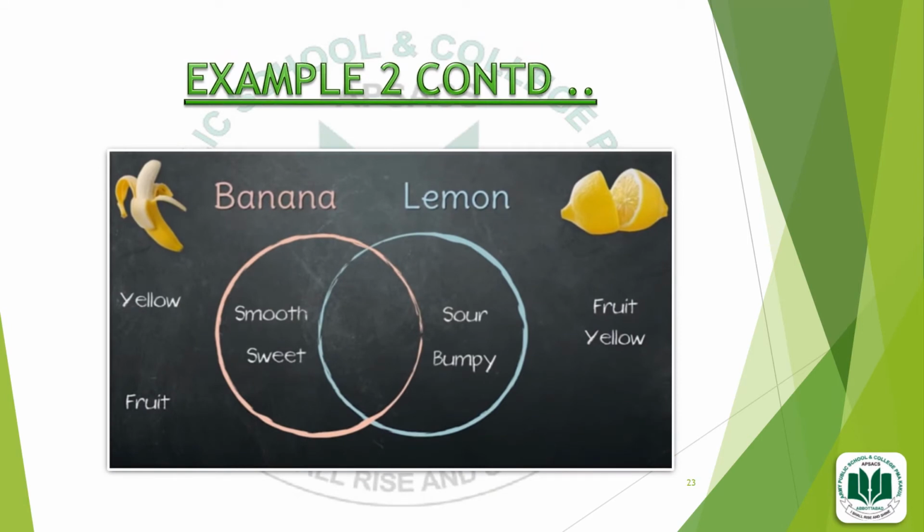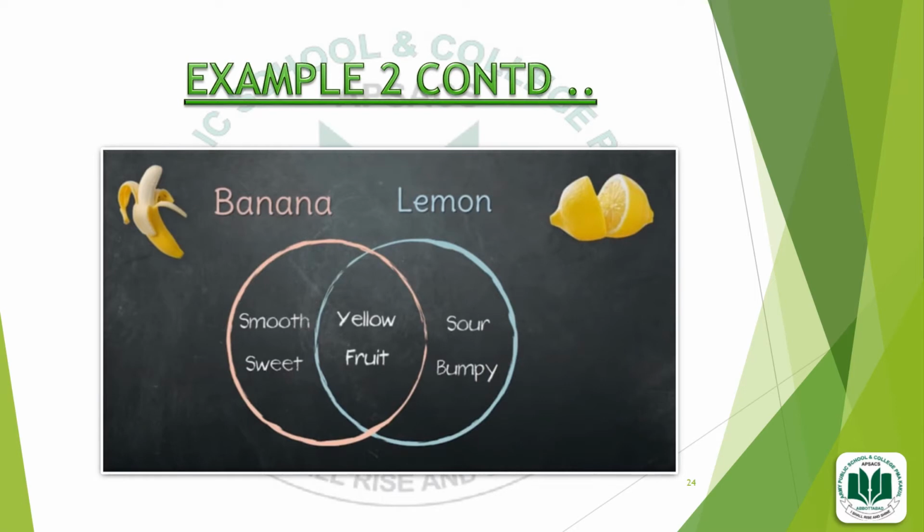So now I have listed the traits of lemon which are uncommon to banana, like sour and bumpy, in the rightmost region, and the traits of banana which are uncommon to lemon have been placed in the leftmost region, which are smooth and sweet.